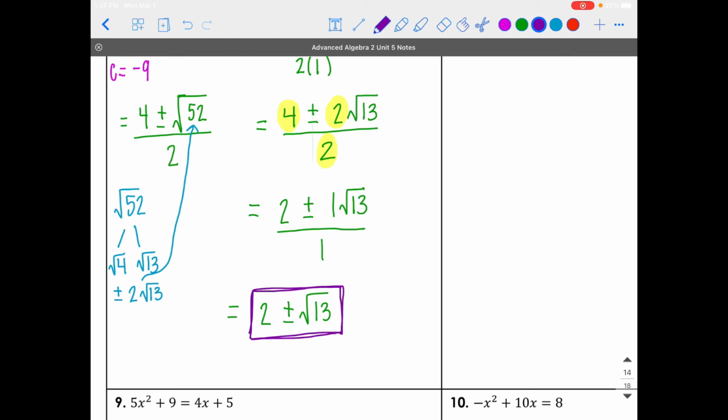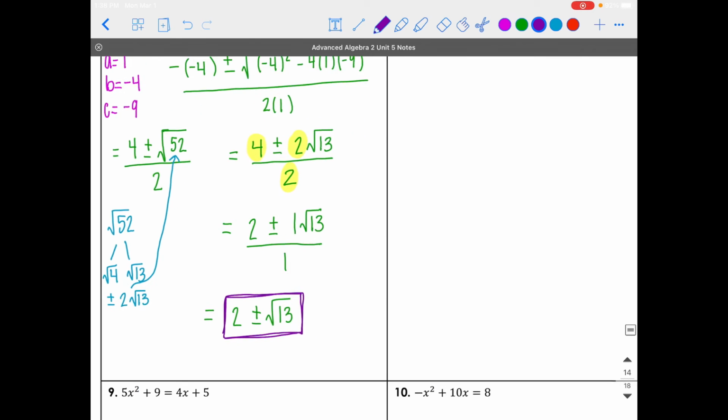So if you have a square root or an i left in your answer, which will be a majority of these quadratic formula problems, then you don't have to split it and do one with the plus, one with the minus, because we don't get those answers. All that you have to do is check to see if it can be simplified.